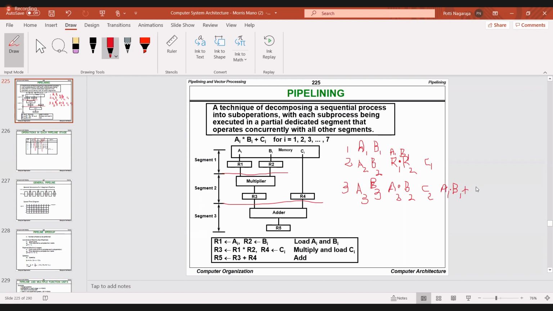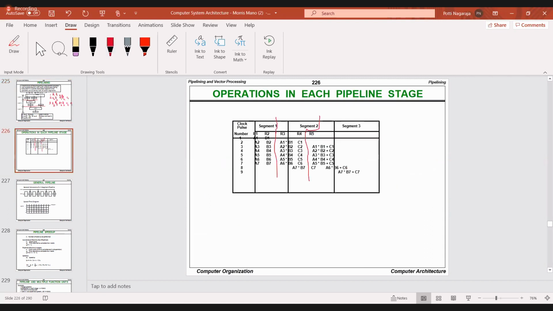So are all of you understanding what you are doing now? I think you understand. Now we will see this in the diagram. Okay, check. So this is the clock pulse, and these are the registers. First clock pulse A1 B1. Is it okay, all of you? Second clock pulse is A2 B2, and you are multiplying A1 into B1, C1. Third has A3 B3, that is also seen. A2 into B2, C2, and the answer is A1 into B1 plus C1.